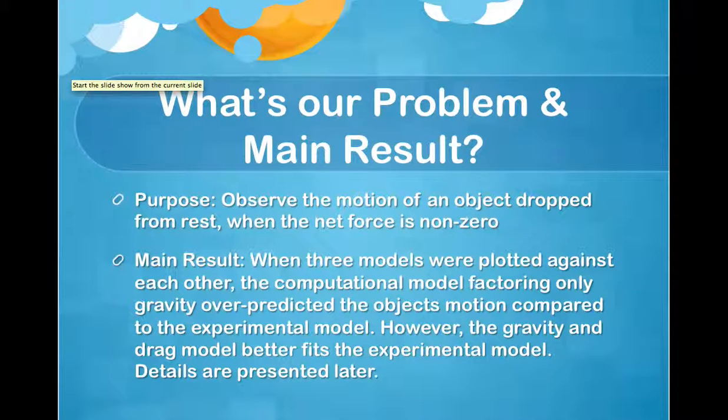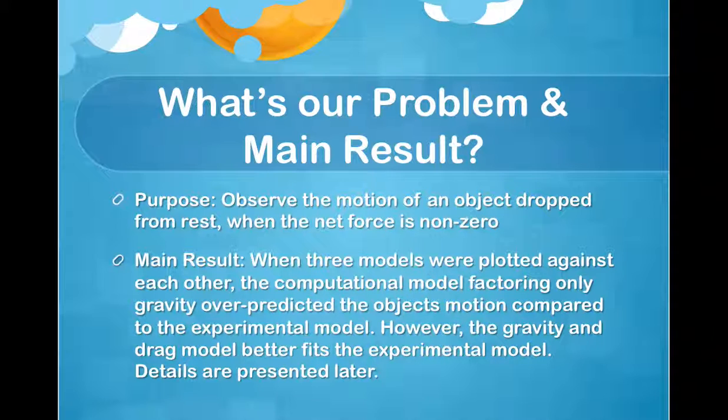Object. The purpose of this lab was to observe the motion of an object, in my case a ball of chapstick, dropped from rest. The goal is to observe motion of the object when the net force is non-zero, and to compare three scenarios: the object's experimental data compared to the computational model factoring only the effect of gravity, compared to a computational model factoring both gravity and turbulent drag force.